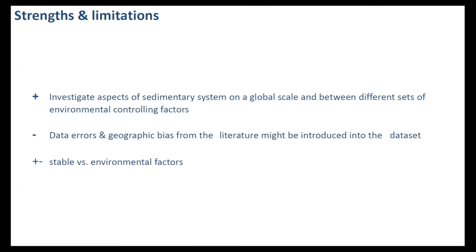However, due to their nature, meta-studies might carry data errors from the literature into the dataset of the meta-study if they are not identified. So I have aimed to minimize this source of bias by solely considering data from peer-reviewed publications and from government agency sources. And similarly, geographic bias in the research landscape might also be introduced in the study, which I try to reduce by compiling globally balanced datasets.